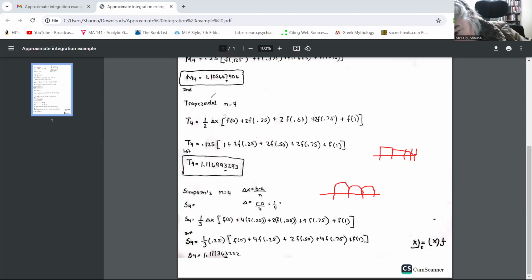Okay. I hope this helps. This was just the computational aspect of the 3 rules that we're going to be looking at in this section.